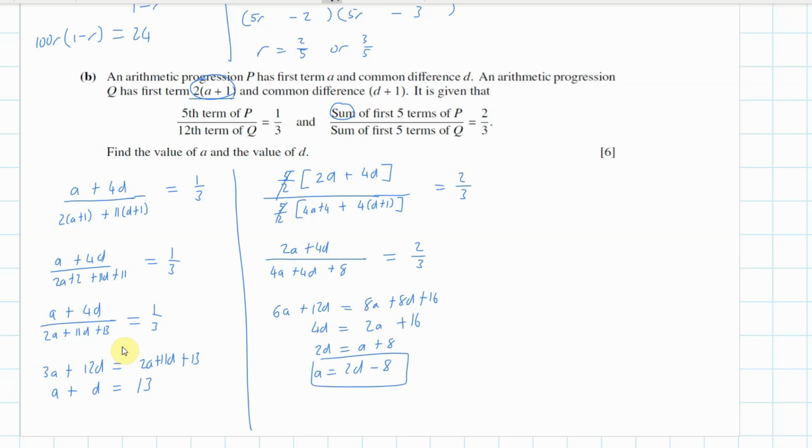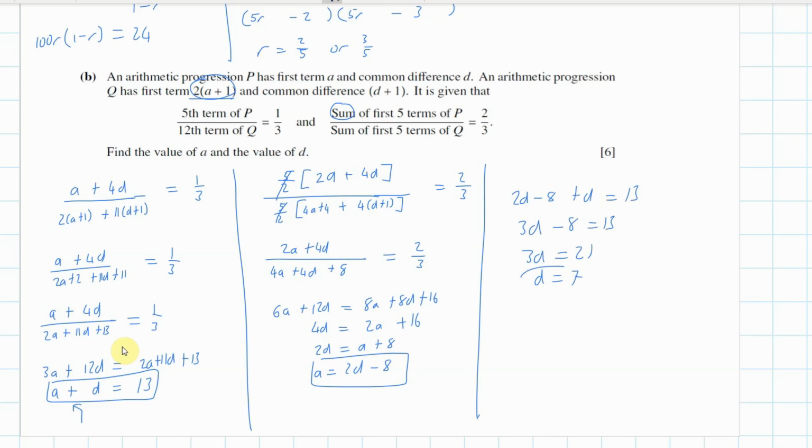So this should help us quite a bit actually. Now we can find the value of a and d because we can substitute in. So if a is 2d minus 8, I can substitute that into the first formula, so 2d minus 8, that's a, and then plus d equals 13. So I get 3d minus 8 equals 13. So 3d is equal to 21. So d is equal to 7.